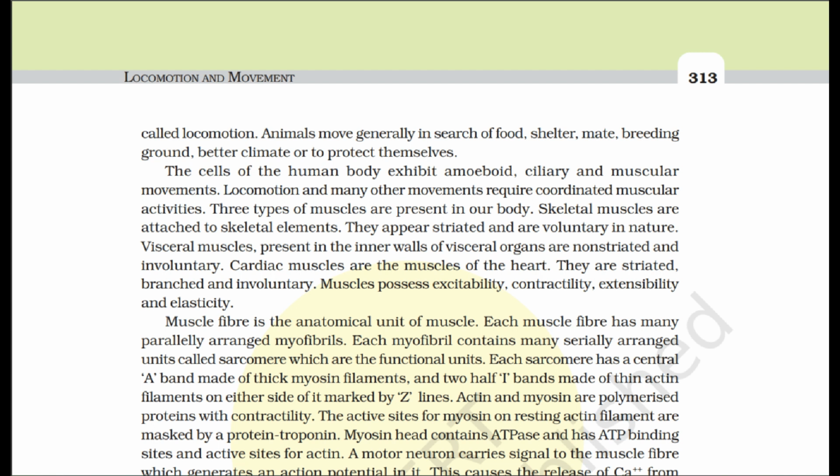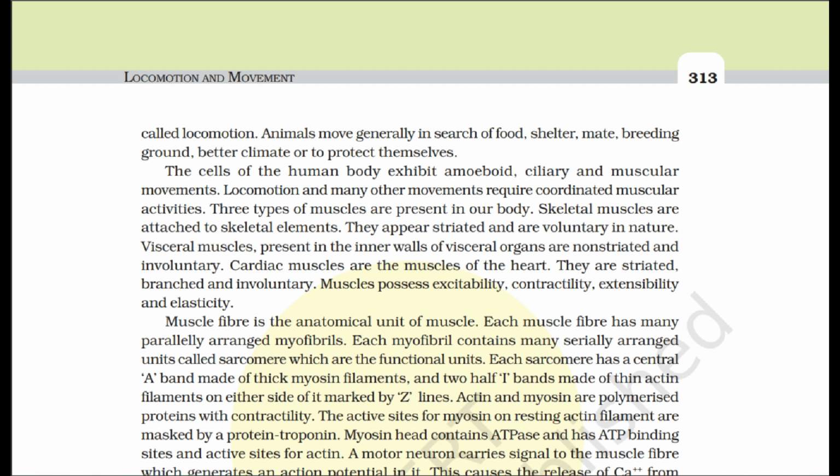Muscles possess excitability, contractility, extensibility, and elasticity. Muscle fiber is the anatomical unit of muscle. Each muscle fiber has many parallelly arranged myofibrils. Each myofibril contains many serially arranged units called sarcomere, which are the functional units. Each sarcomere has a central A band made of thick myosin filaments, and 2 half-I bands made of thin actin filaments on either side of it, marked by Z lines. Actin and myosin are polymerized proteins with contractility.